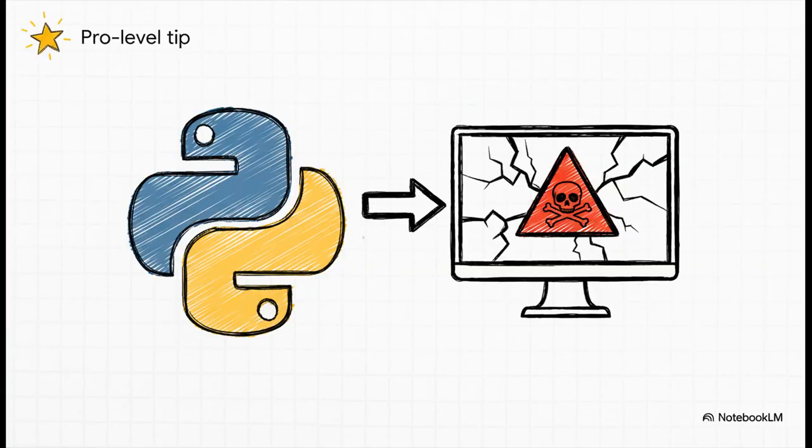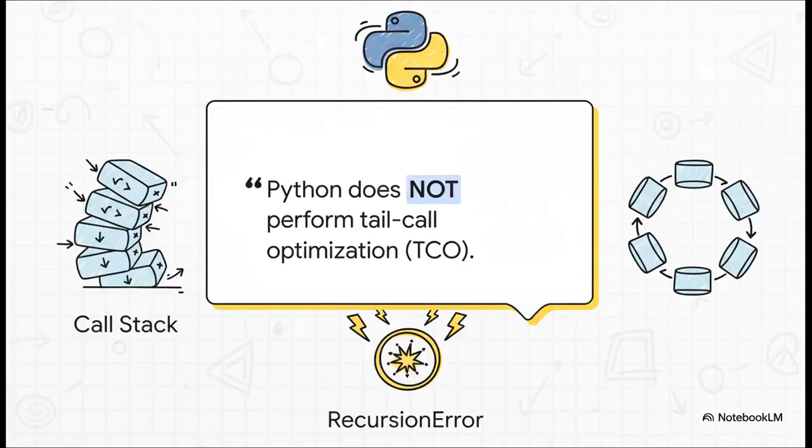Now that you get the call stack, there is a critical language-specific detail that you absolutely have to know, especially if you're a Python developer. This is a real pro-level tip, so listen up. And here's the kicker. Some programming languages have this really clever trick called tail call optimization. Basically, if the very last thing a function does is call itself, the language is smart enough to just reuse the current spot on the call stack instead of adding a new one.